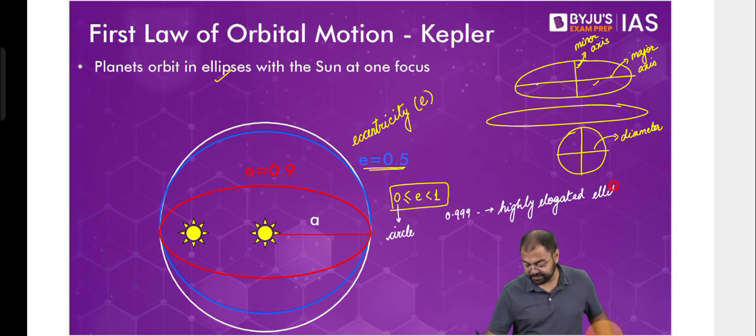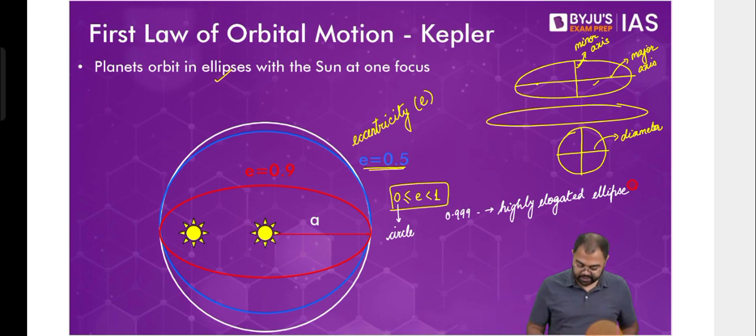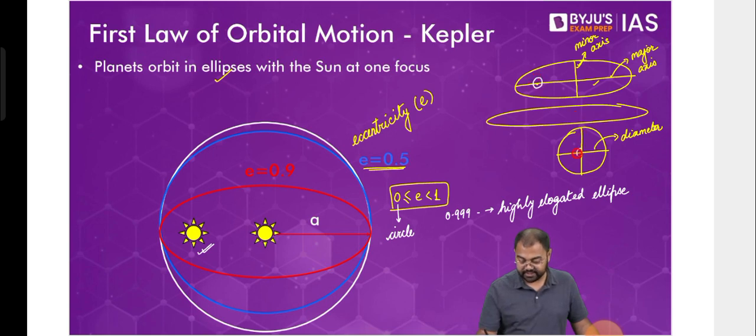Highly elongated ellipse. So in this case, what he simply says is that whatever kind of ellipse it is, it is an ellipse. The planets, their orbit is elliptical in shape, is what he had concluded in the first law, and he said that the sun lies at one of the foci. This is where the sun lies, or this is where the sun lies, and so on.